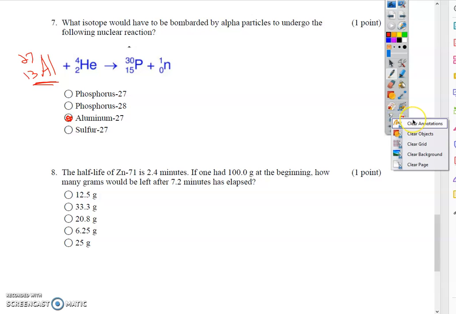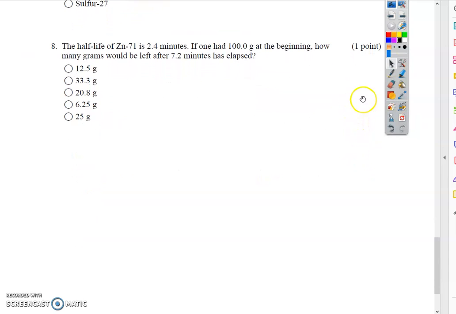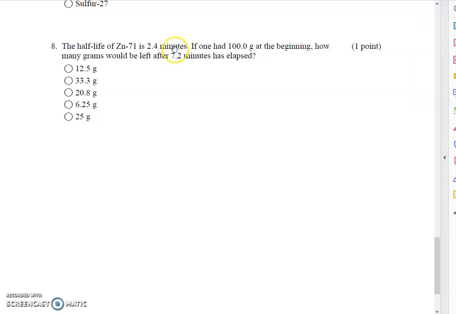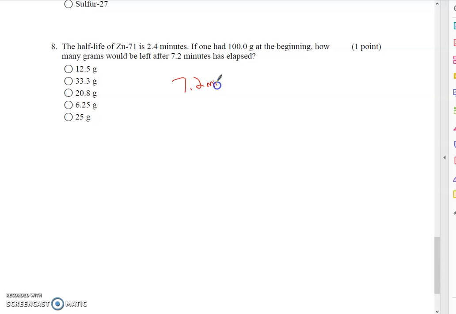The next problem is a half-life problem. Now, in this problem, I am giving you 2 lengths of time, 7.2 minutes and 2.4 minutes. So what this is telling you is that the half-life of zinc-71 is 2.4 minutes. But what happens, if you start off with 100 grams, they want to know how much is left after 7.2 minutes. So anytime I give you 2 lengths of time, take the longer length of time and divide it by the shorter length of time. And that's going to tell you how many cycles it went through, and that looks like 3.